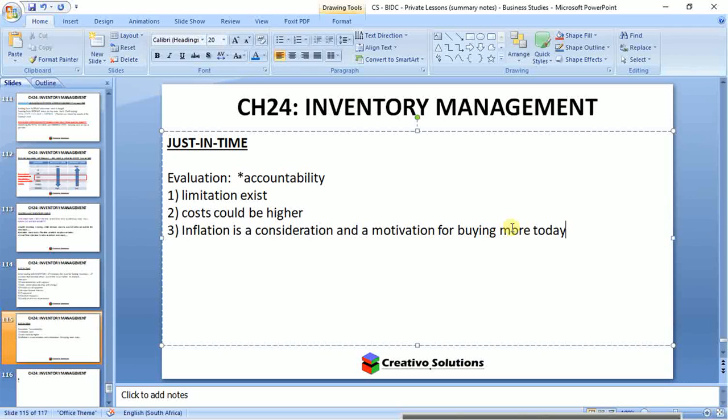The example they used here is oil. Oil prices tend to go up. So if we're buying oil as we need it, we might be buying it at a higher price, and that's bad. Okay. Another chapter completes.